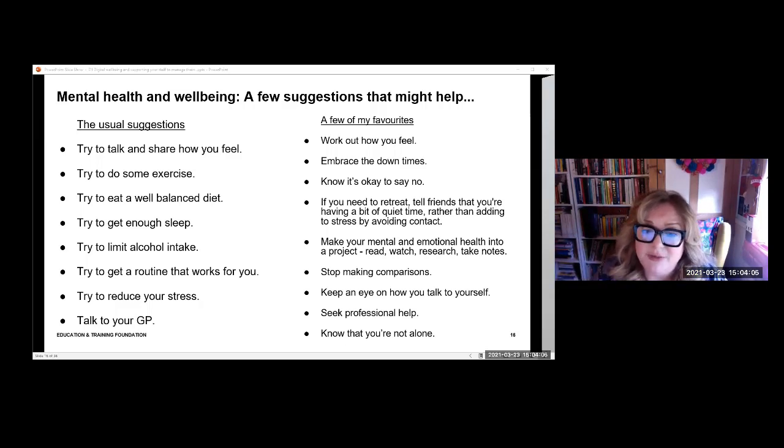Something I've written about is making mental and emotional health into a project. I wrote about that in the TS quite recently. Learning about it, learning about mental health, learning about your own mental health, reading, watching, researching, taking notes and turning it into a project. I blooming love a project. And if I turn it into that, it feels slightly different.